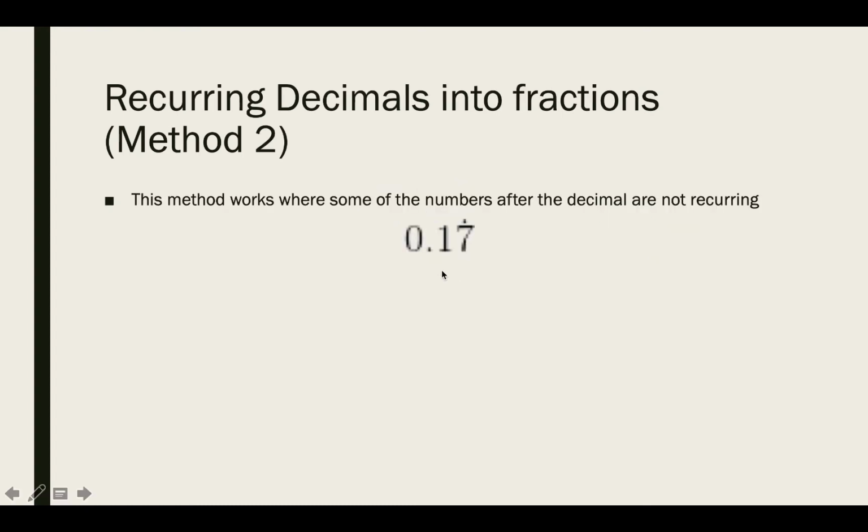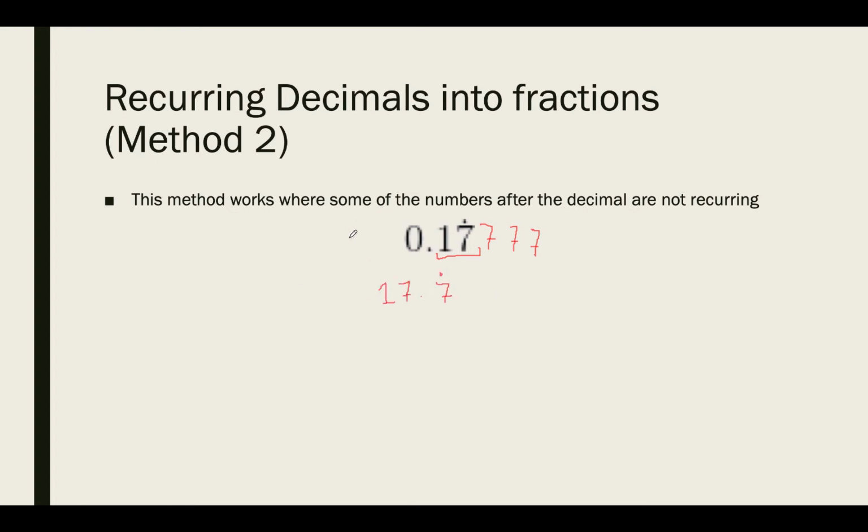So the second method works when only some of the numbers after the decimal point are recurring. So here, 1 is not recurring, so this is a sign that we have to use method 2. Only the 7 is recurring, which means this 7 continues going forward. So the first step is to make sure that we can get all of these points on the left side of the decimal point once. So we'd want to get 17.7 recurring.